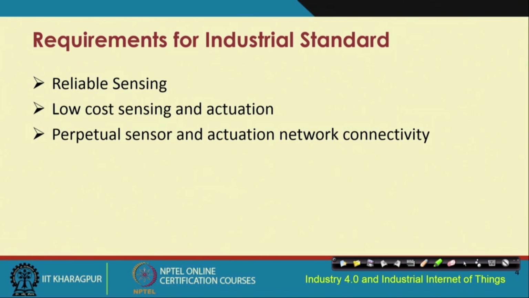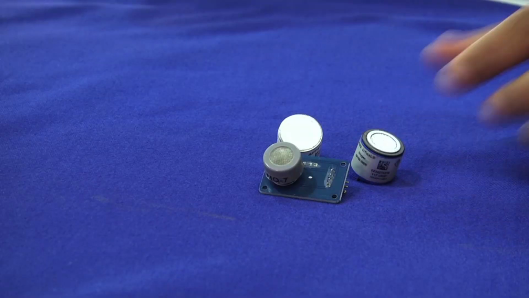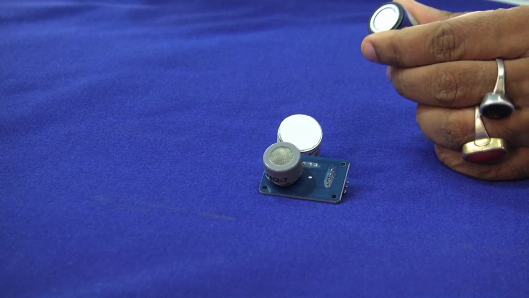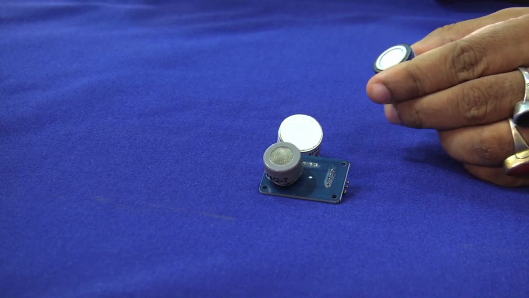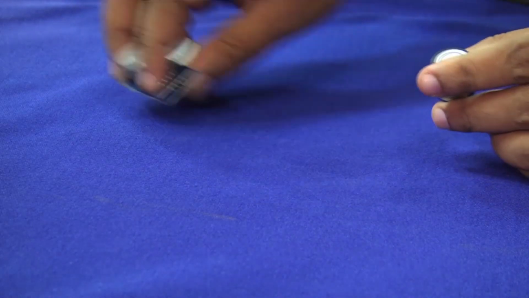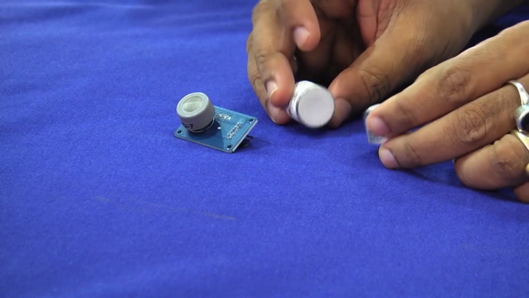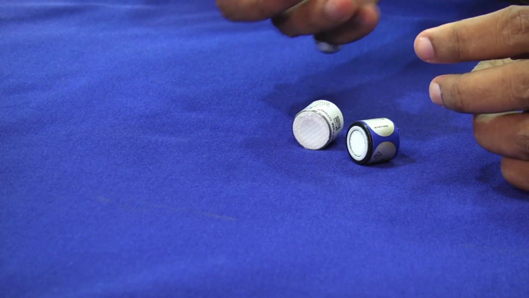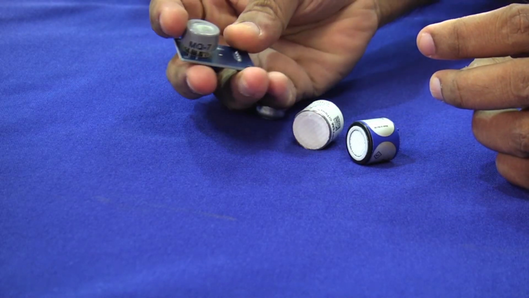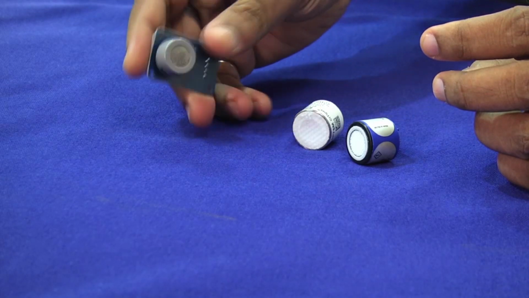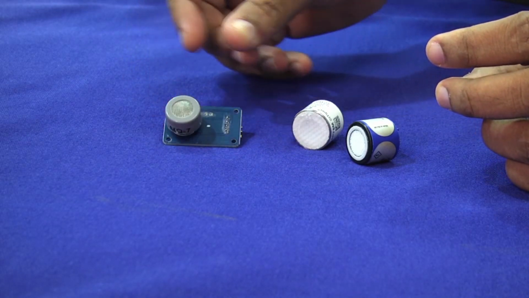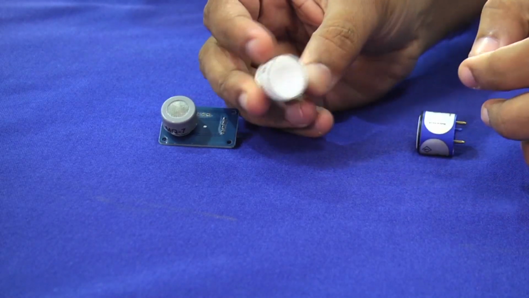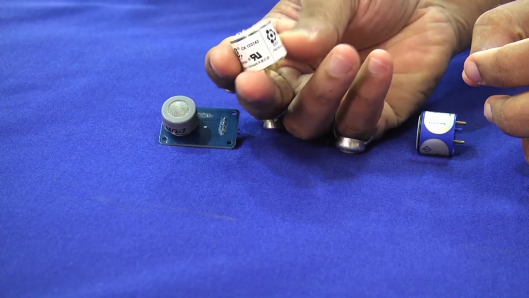So, let me now show you some of these different sensors. Here I will show you 3 different sensors. These are 3 different gas sensors, right. This is the carbon monoxide sensor, and then you have the methane sensor. This is the methane sensor, as you can see over here.